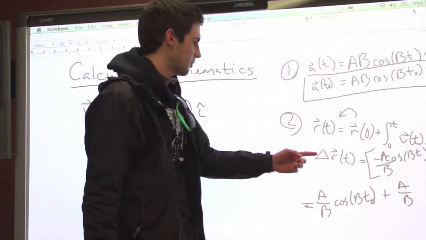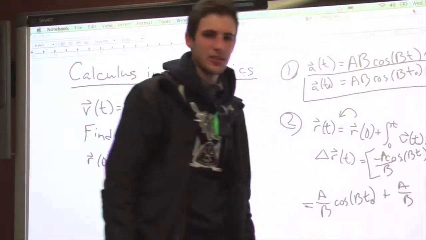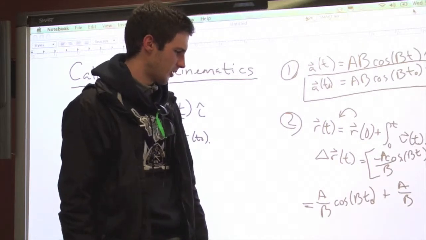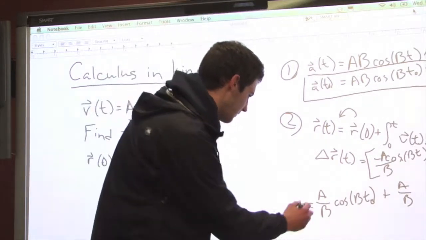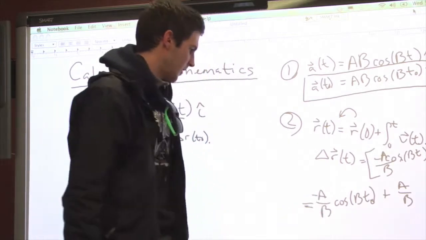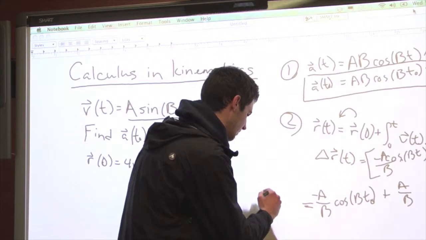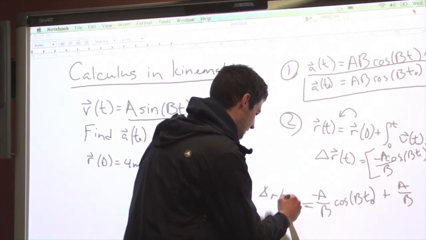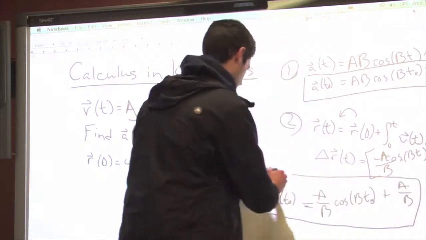And notice I dropped my i hat. I needed one over here. But when I take the magnitude, I know that the magnitude of the vector in one direction is just equal to the vector itself. So there is still a negative here. And so that's my answer for the second part. That's delta r at time t naught.